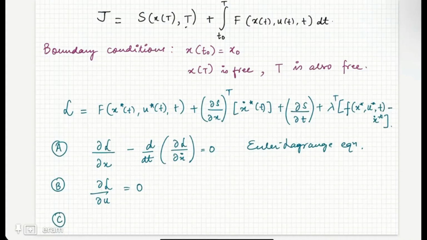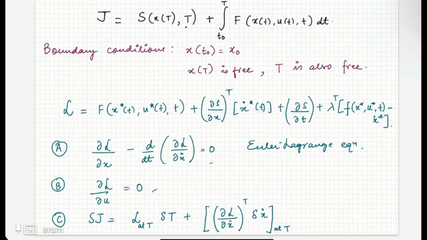And then for the boundary condition, we have the variation of J. If these are 0, then what is left in the whole variation of J is L, which we have to evaluate at T, into delta T, plus dou L by dou x dot transpose into delta x, and this we also have to evaluate at t equals T. Now when the final time is fixed, then delta T will be 0, and the only thing we need to solve is this term. This term equals 0.